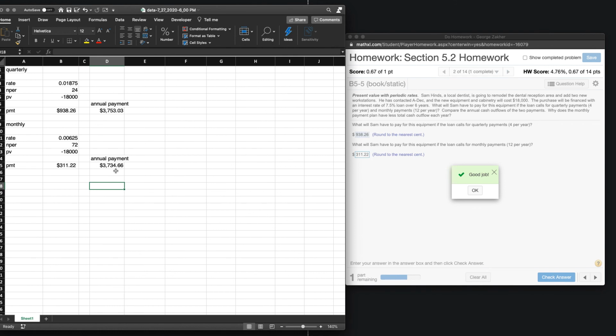And basically the reason why is because we're paying more often. So by increasing the number of payments per year, the cash flow is reduced because the principal is being paid down more quickly. Okay, so that means it reduces the interest expense.